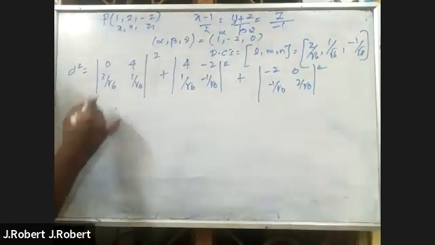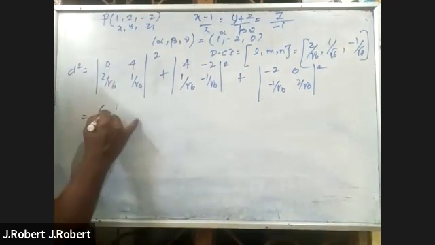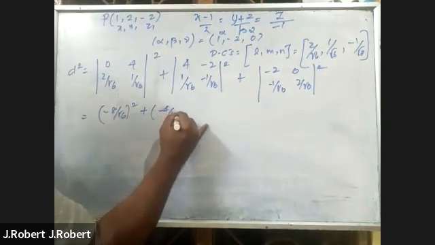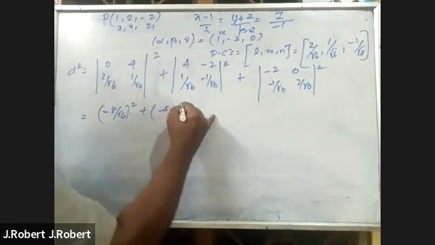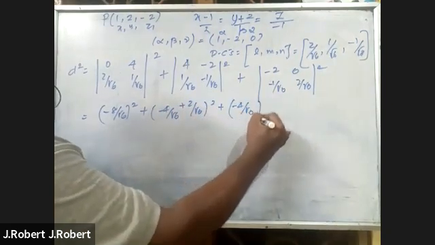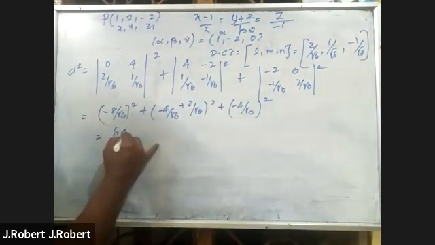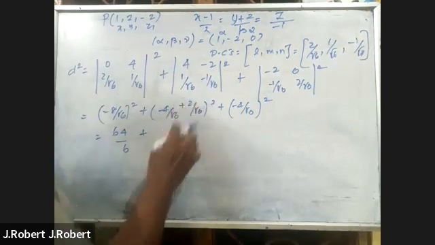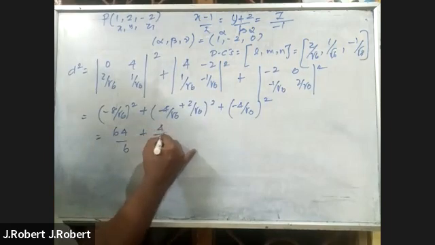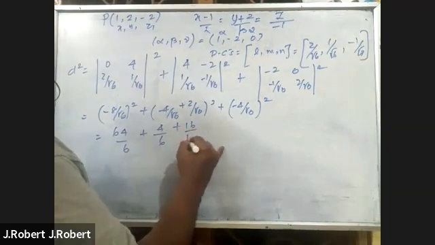From 0, this multiplied we get 2 4s are 8. Minus 8 by root 6 the whole square. Plus minus 4 by root 6 minus plus 2 by root 6 the whole square. Minus 4 by root 6, that is 0, the whole square, which is equal to 64 by 6, plus 4 minus 2 minus 2 square, 4 by 6, plus 16 by 6.